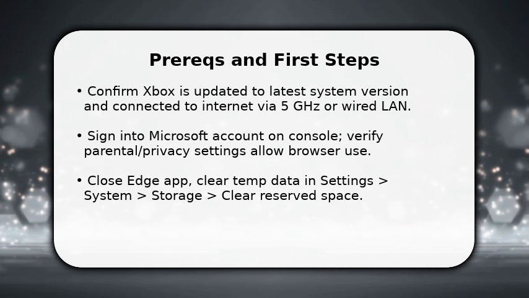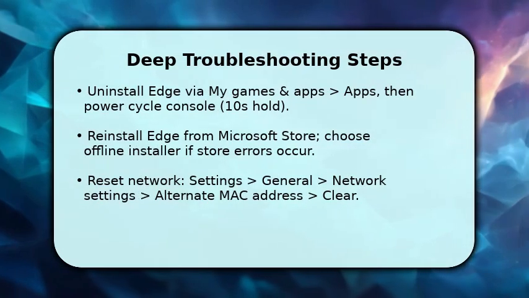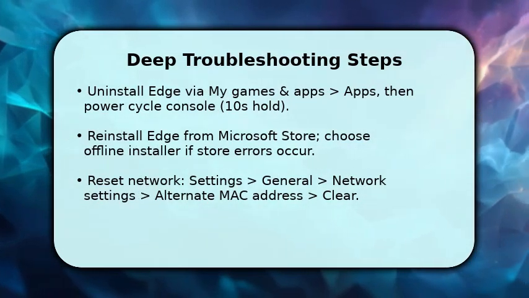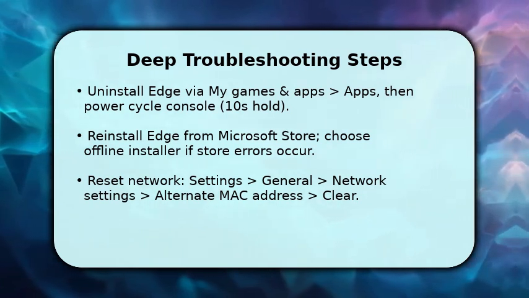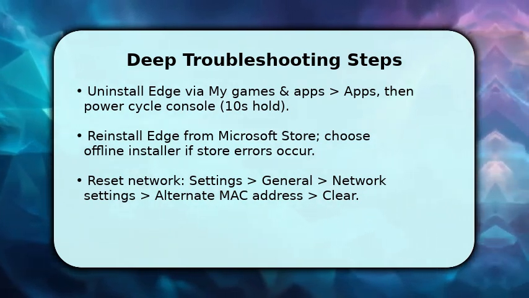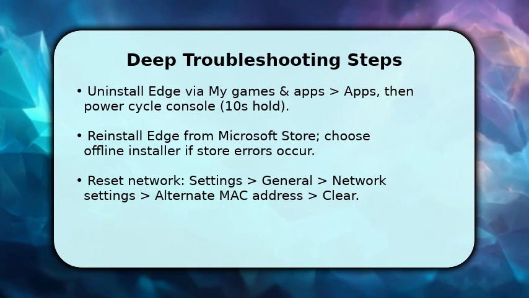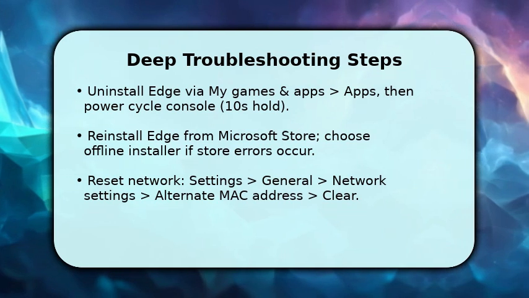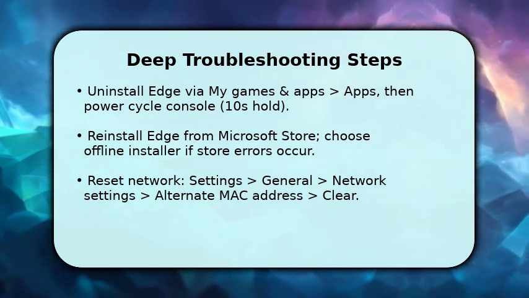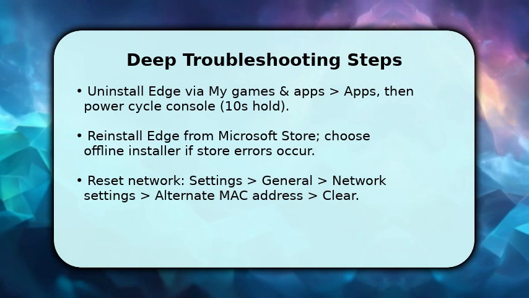You'll now perform deeper repairs. First, remove Edge from My Games and apps, then power cycle the console by holding the Xbox button for 10 seconds and restarting. This clears session-level issues. After reboot, reinstall Edge from the Microsoft Store. If the store fails, use the offline installer method inside Store Options.